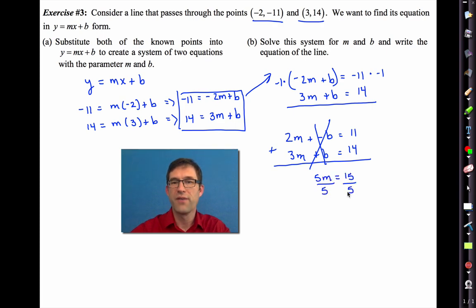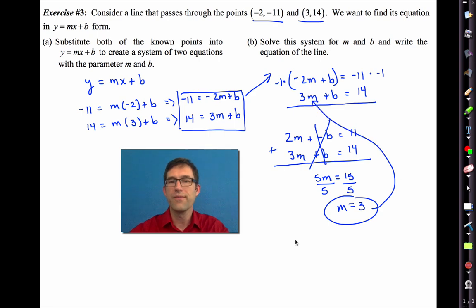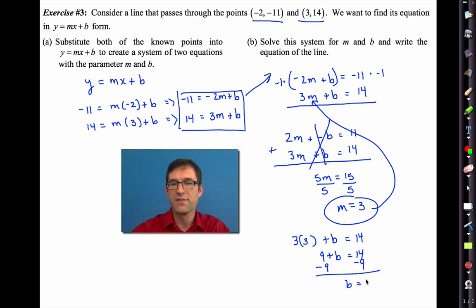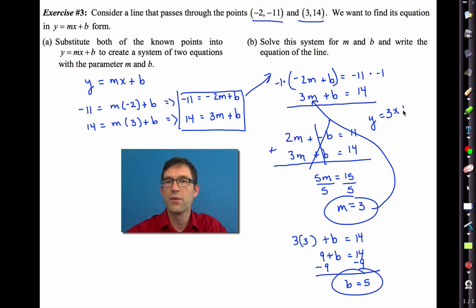Divide both sides by 5, and our slope would be 3. Now to find my y-intercept, I can take my slope of 3, substitute it in here. 3 times 3 plus b is equal to 14. 9 plus b is 14. Subtract 9 from both sides, and b is 5. Don't forget to actually give the equation of the line y equals 3x plus 5.